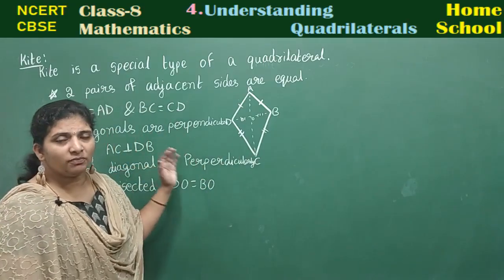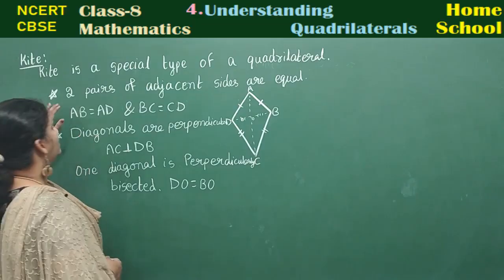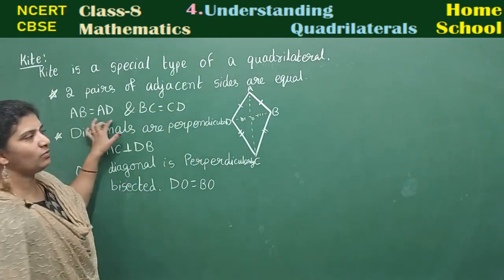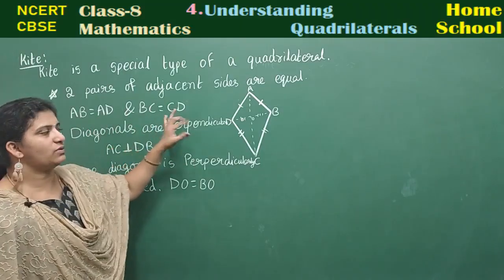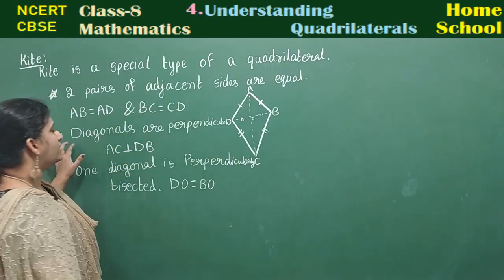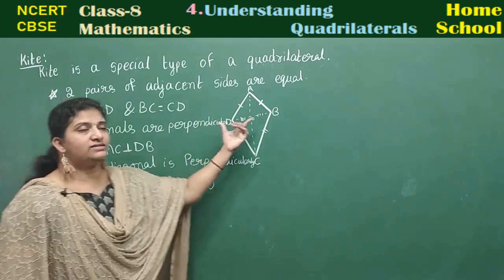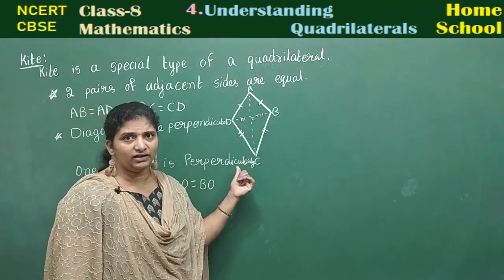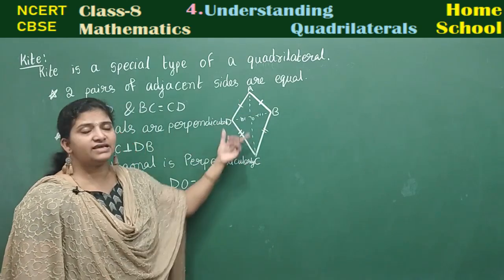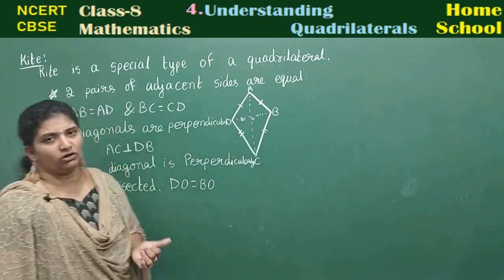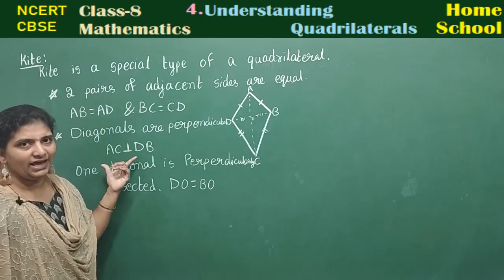So what are the properties we need to remember here? 2 pairs of adjacent sides are equal. AB equal to AD and BC equal to CD. Diagonals are perpendicular. Where are the diagonals? AC and DB. So, AC is perpendicular to DB or DB is perpendicular to AC.